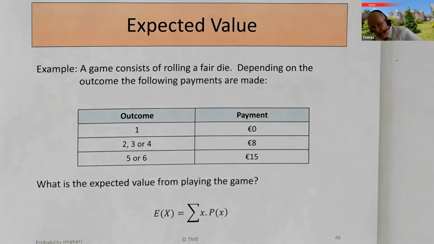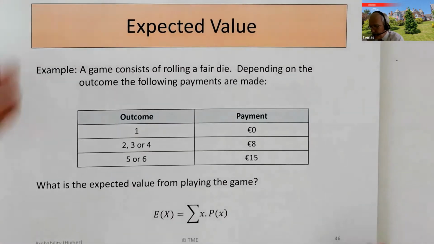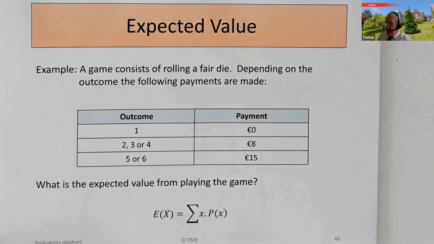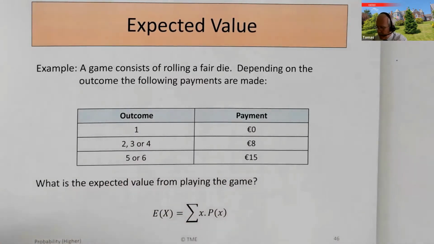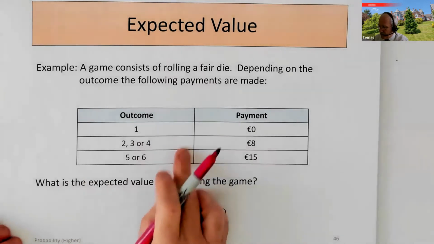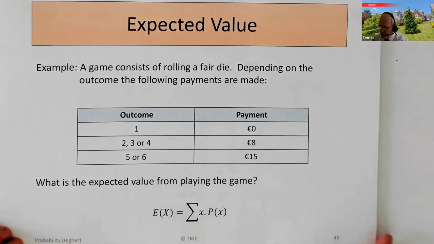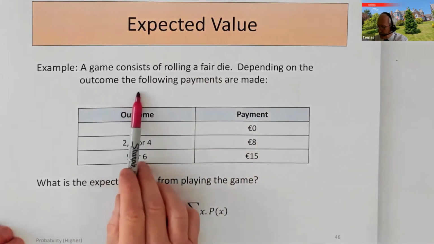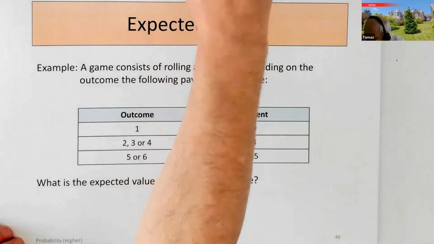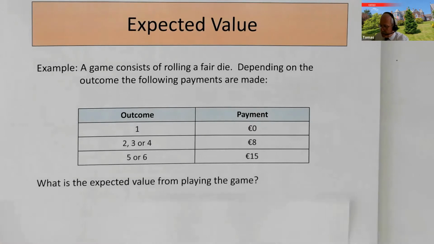So let's move up a little gear now and look at another topic called expected values. Expected values are where there are several outcomes to the possible game or an event, and you've got to work out on average what might happen. So these are called expected values. It looks like there's a nice formula there, but it's actually not that tricky in the end. A game consists of rolling a fair die. Depending on the outcome, the following payments are made. So basically, you're going to roll the die, and it looks like there are 3 possible groups of outcomes.